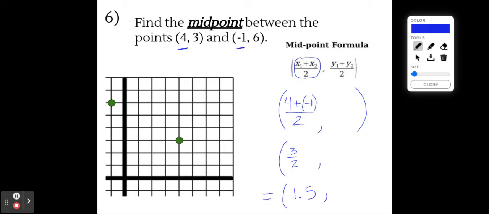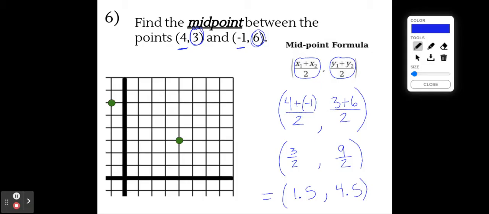Now let's find the average of the y coordinates. Go back over to the points. Here's a y coordinate and here's a y coordinate. Let's add them together, 3 plus 6. We add the two numbers together and divide by 2 because there's two numbers. So 3 plus 6 is 9 halves. But 9 divided by 2 could also be written as 4.5, and it's going to make it much easier to graph on the coordinate plane, right?